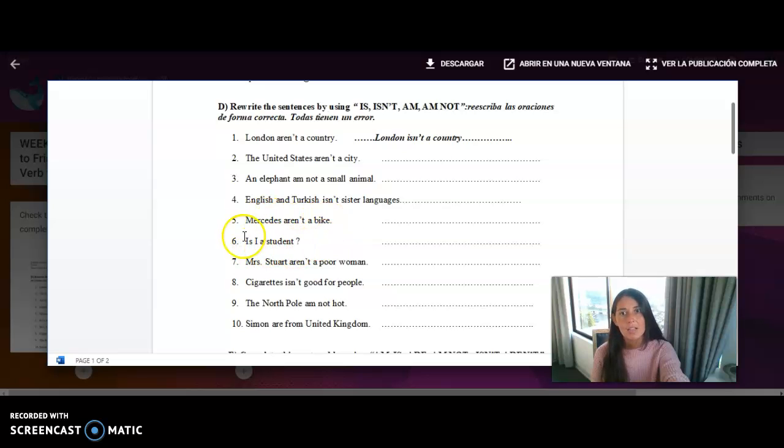Is I a student? Am I a student? Am I a teacher? Am I a doctor? Mrs. Stewart aren't a poor woman. Mrs. Stewart isn't a poor woman. Cigarettes aren't good for people. The North Pole is not hot. And Simon is from the United Kingdom, right?